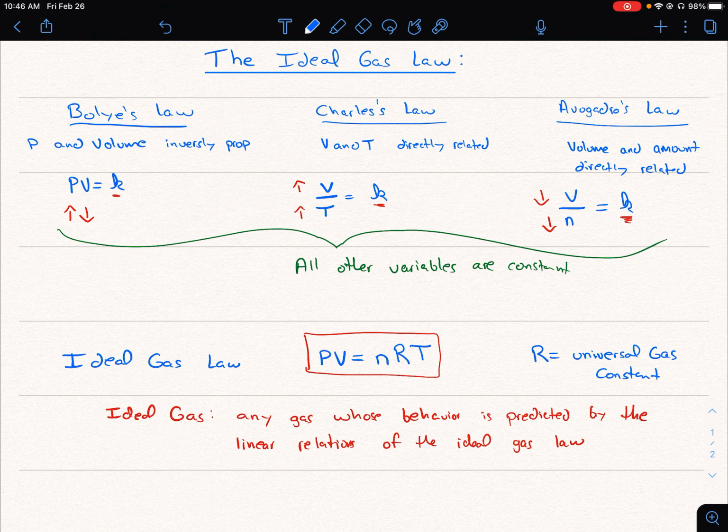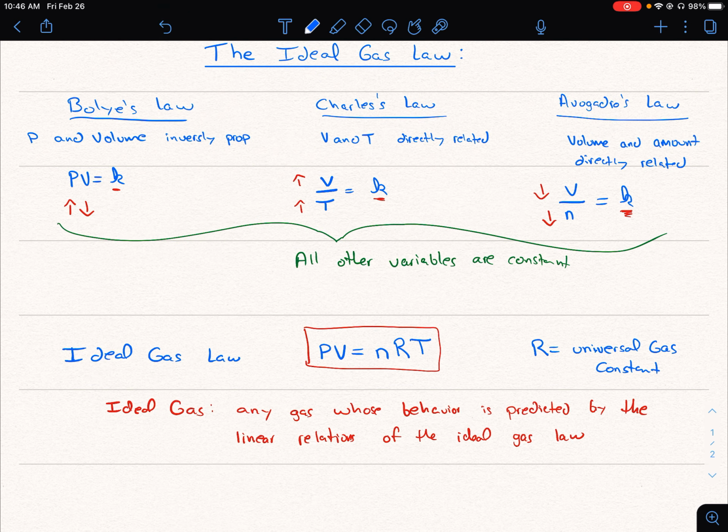Now, what's important with the ideal gas law is we now have a predictor where we can change more than one variable. So for instance, if we know the pressure and the volume of a gas, and if we add some amount of moles, we can say what's going to happen to the temperature.